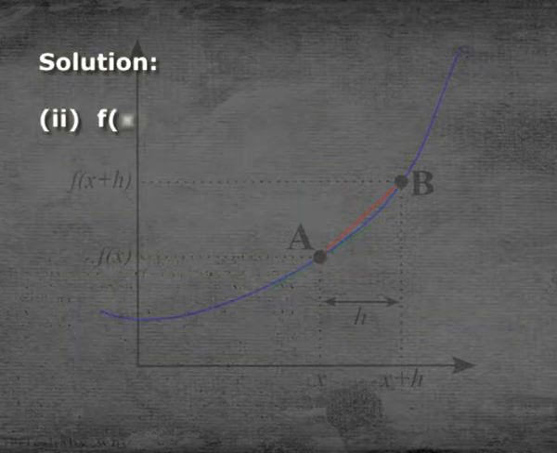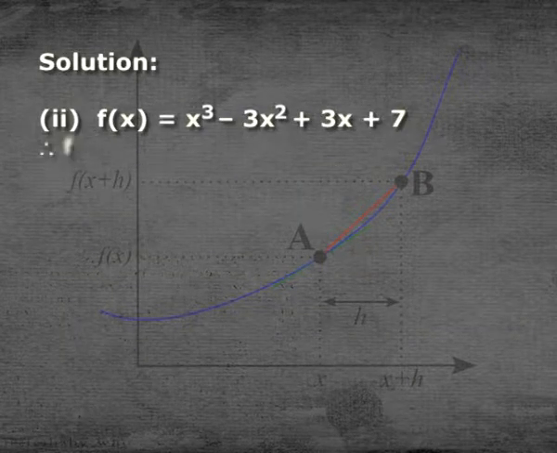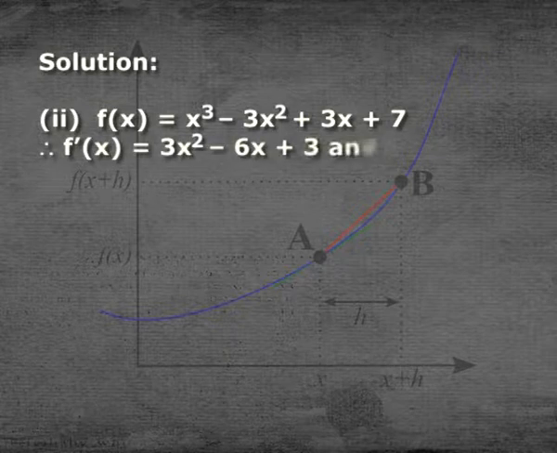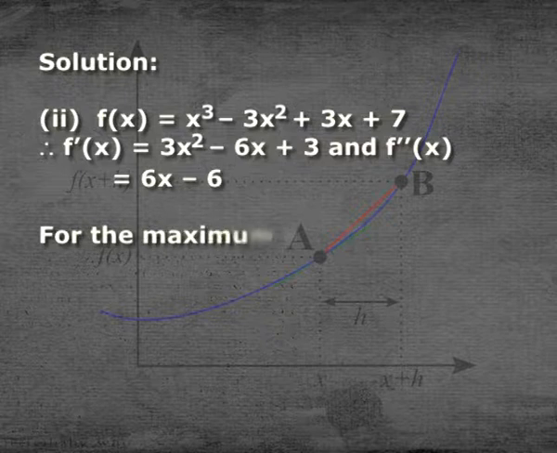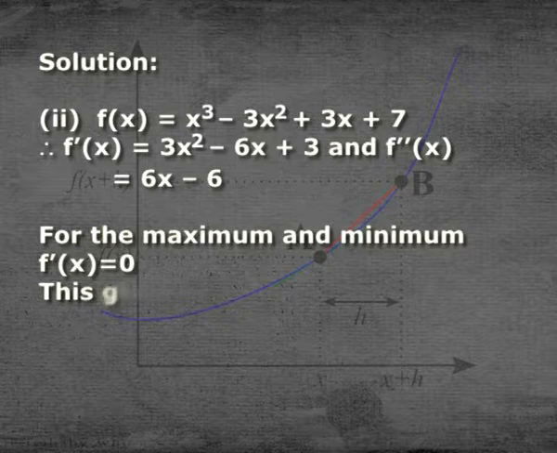Now let's come to the next function. f of x is equal to x cube minus 3x square plus 3x plus 7. Now find the first differentiation to this. We find it as f dash x equals 3x square minus 6x plus 3, and the second differentiation to this will be 6x minus 6.